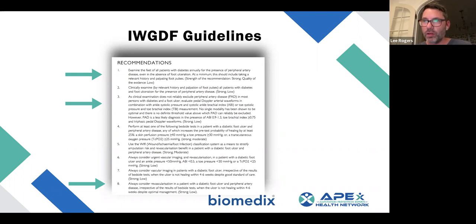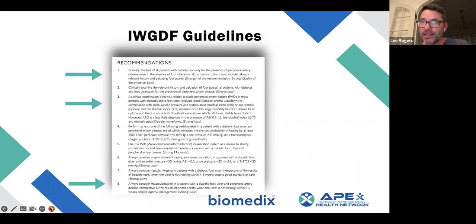Number 1, examine the feet of all patients with diabetes annually for the presence of PAD, even in the absence of foot ulceration. And at minimum, this should include taking a relevant history, palpating foot pulses. Then number 3 here, as clinical examination does not reliably exclude PAD in most people with diabetes and a foot ulcer, evaluate the pedal Doppler arterial waveforms in combination with ankle systolic pressure and systolic ankle brachial index, ABI, or the TBI, and that no single modality has been shown to be optimal, and there's no definite threshold above which PAD can be reliably excluded.